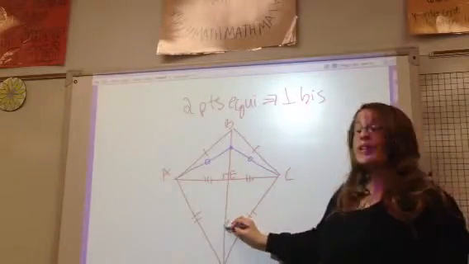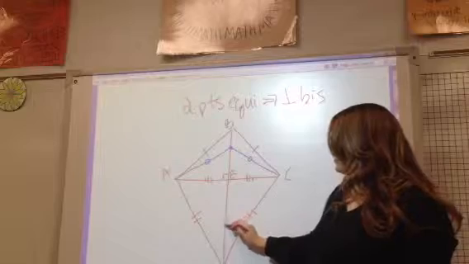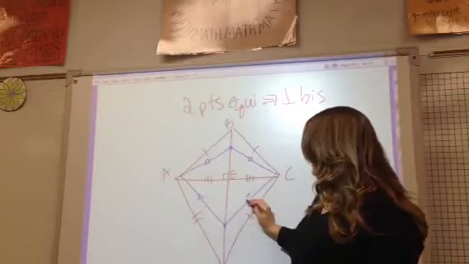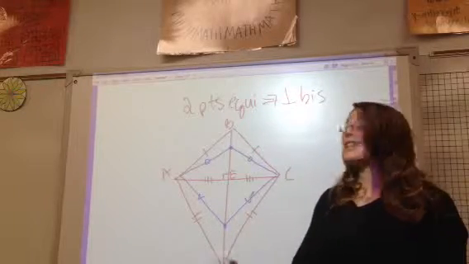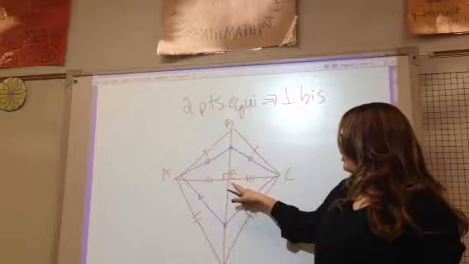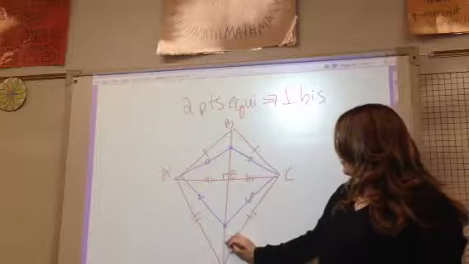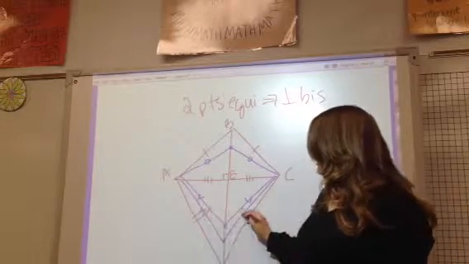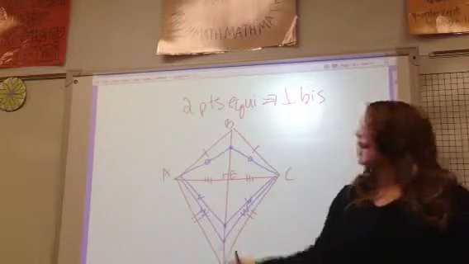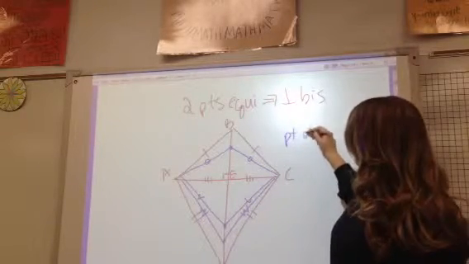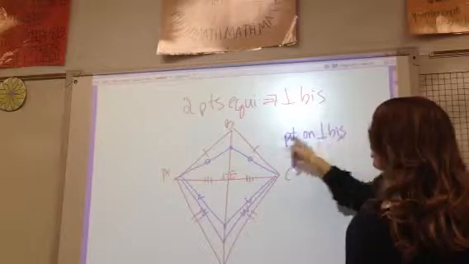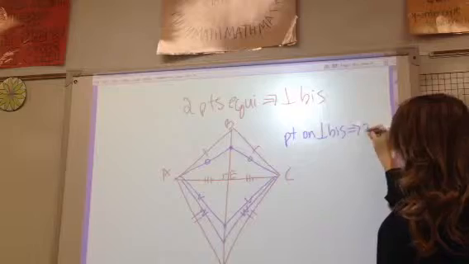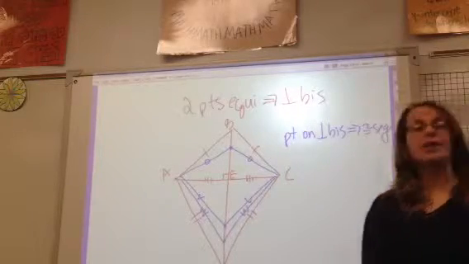If I put another point on the perpendicular bisector and I connect them, then these are going to be congruent. Again, it's going to be side, angle, side, side, right angle, side. If I put another point, these are going to be congruent. Any point on this perpendicular bisector is going to give me congruent segments.